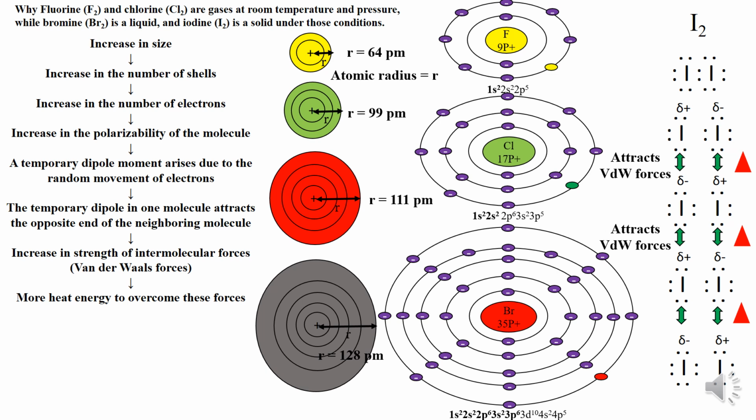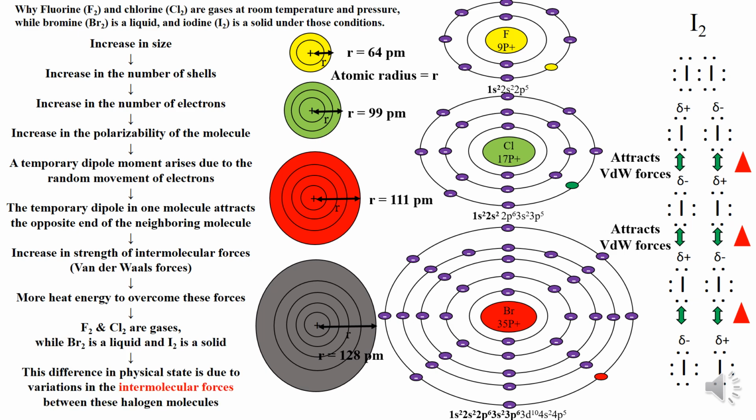Now these intermolecular forces can be overcome by providing heat energy, that is the thermal energy. So that is the reason fluorine and chlorine are gases at room temperature and pressure, while bromine is a liquid and iodine is a solid. So what is the key takeaway from the discussion so far?